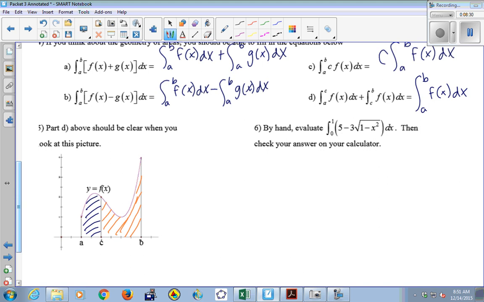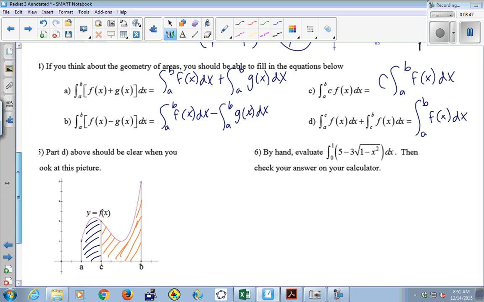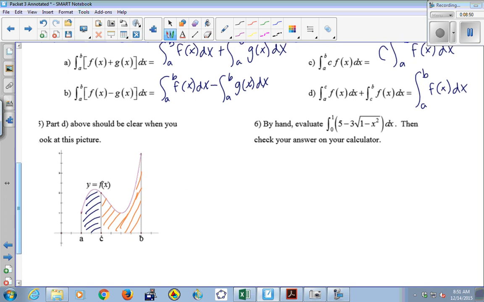In this picture, it's quite clear because we put c in between a and b, but it actually works even if c is not between a and b because of this whole rule with the negative thing, right? If c is actually the bigger number, then you get the negative thing, so it actually still works even if c is not between a and b.